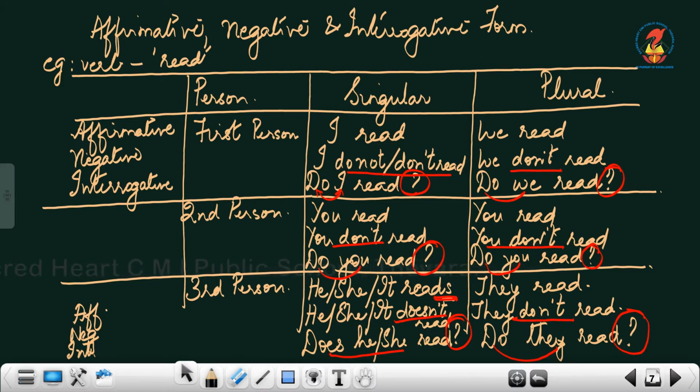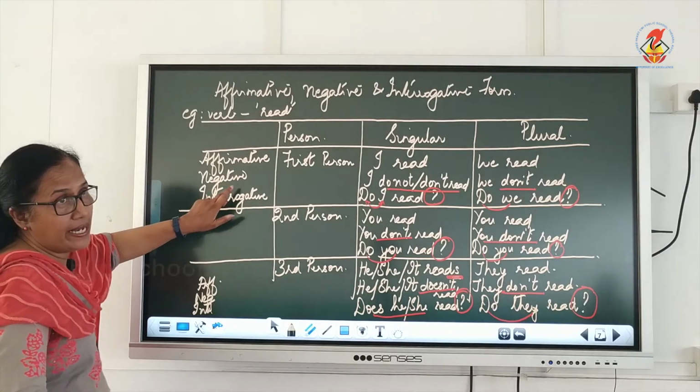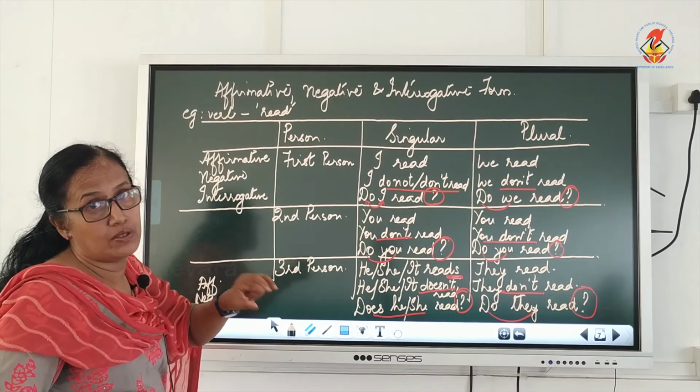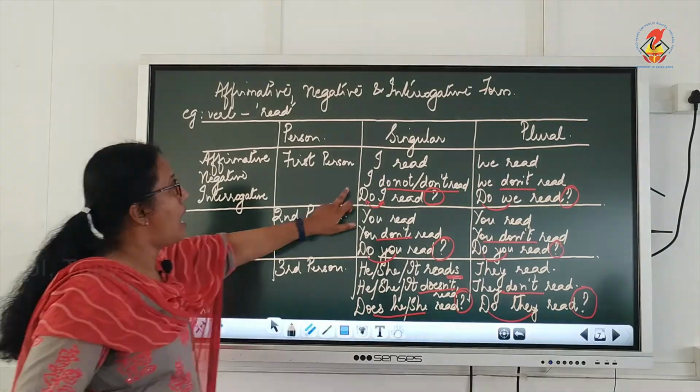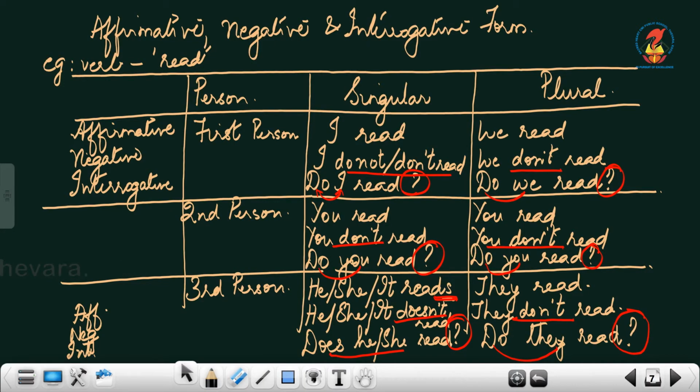Now, the same statement, how are you going to express it in the negative form? Remember, negative means the presence of the word no or not has to be there. So, I do not or I don't read. Any of these two words you can use. And in the plural form, we don't read or we do not read.